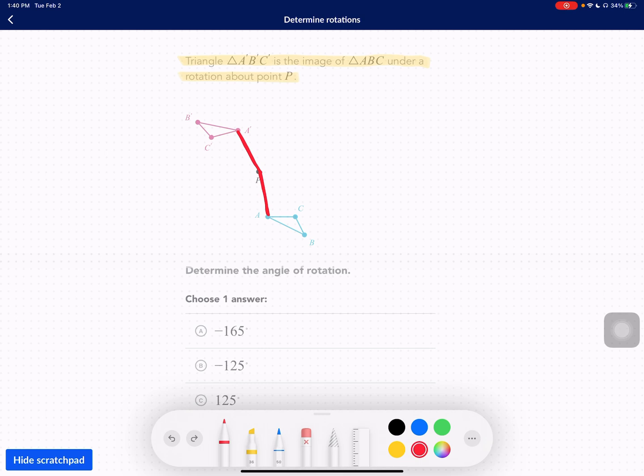Now, some students can say, well, I could just rotate it that way, but what Khan Academy is asking you to do is find the shortest rotation. So if I were to go from A to A prime this way, which is counterclockwise, it would be a greater degree of movement than 180 degrees. So we're not going to do that.